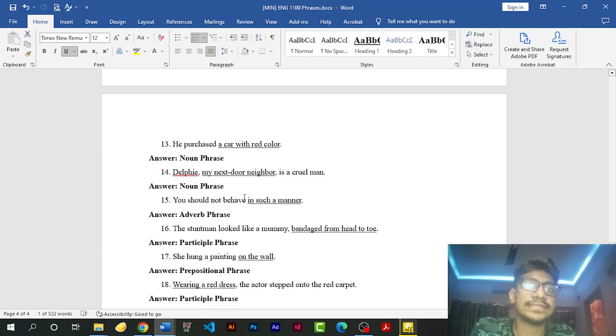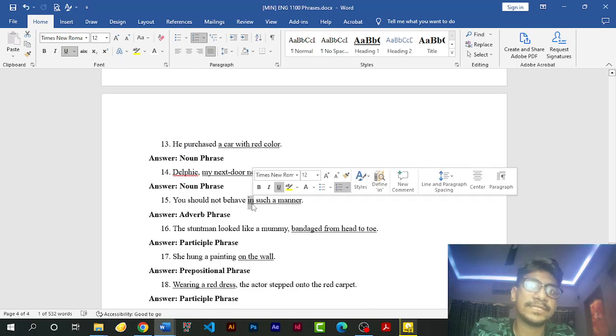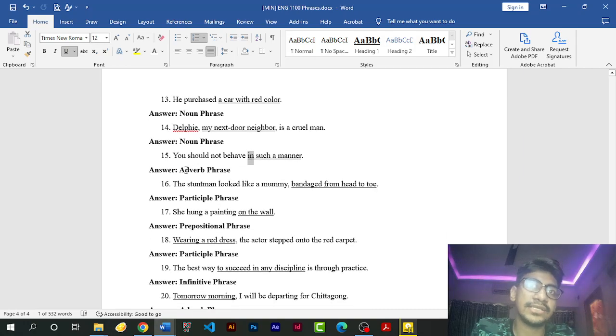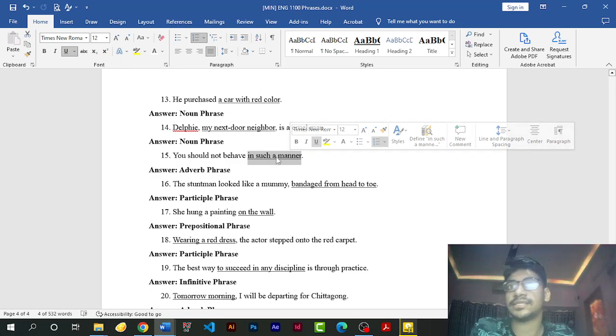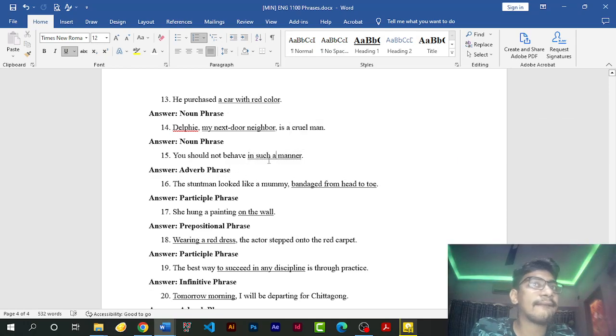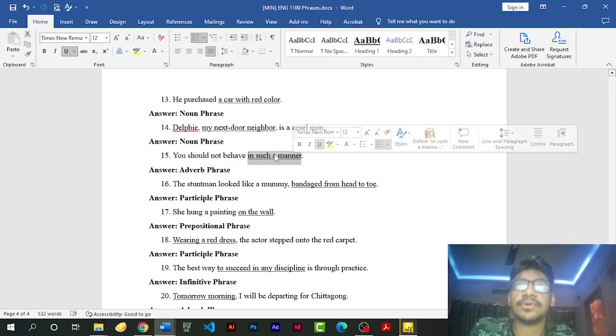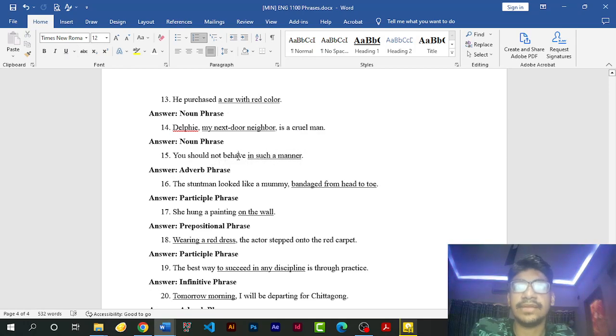Again, here is another example of a preposition used, like in, at, on. These are prepositions, but here it's not actually a prepositional phrase, it's an adverb phrase because it's not referring to a position. So that's why it's an adverb phrase. In such a manner. In what manner? In such a manner. Alright? So in such a manner is modifying the word behave.